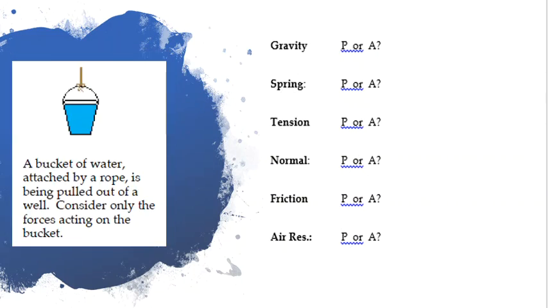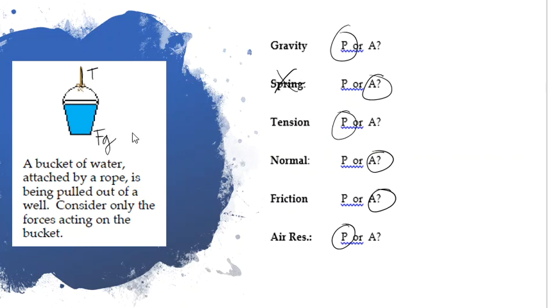What about this one? So a bucket of water is attached by a rope, is being pulled out of a well. So let's take a look at what are the forces involved here. So pause it and give yourself some time to think. Did you answer it right? So there's always force of gravity acting on it. There's no spring attached to it. So this is X. What about tension? Oh, there is a cable in here, so there is a tension. So there is force of gravity because the object has weight.